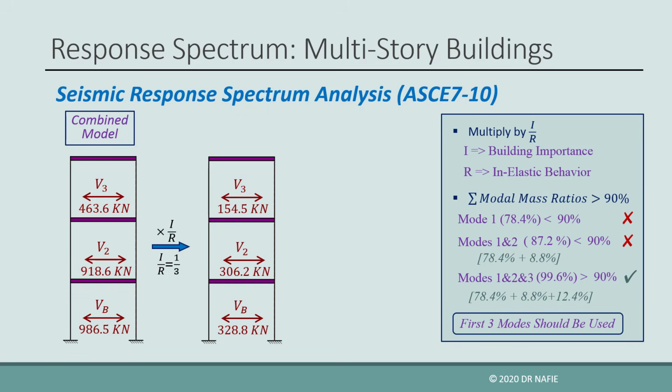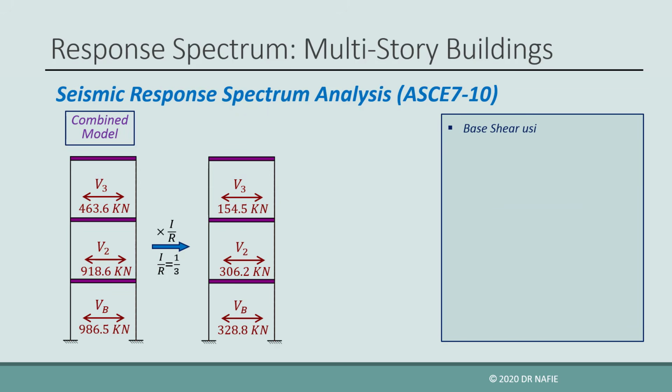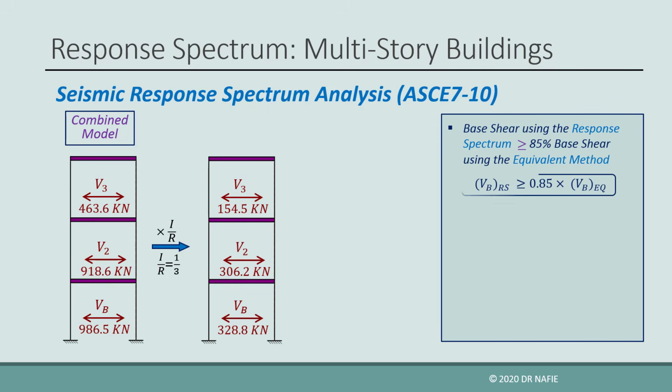Because the response spectrum analysis involves approximation, the code requires that the base shear obtained from the spectral analysis be calibrated against the base shear obtained from the equivalent method of the code. The spectral base shear should be at least 85% of the equivalent base shear. If the spectral base shear is less than this limit, it should be multiplied by a scaling factor to increase it so that it fulfills that limit. All the design values obtained from the spectral analysis should be scaled up using this scaling factor.